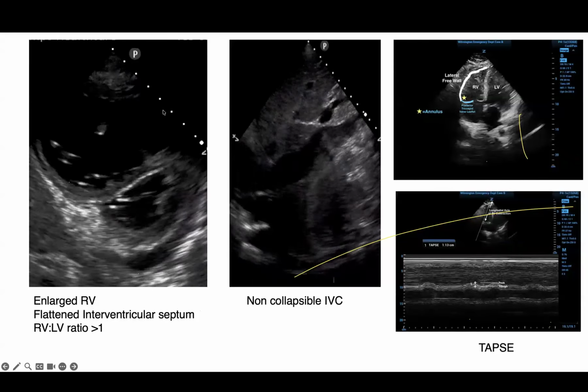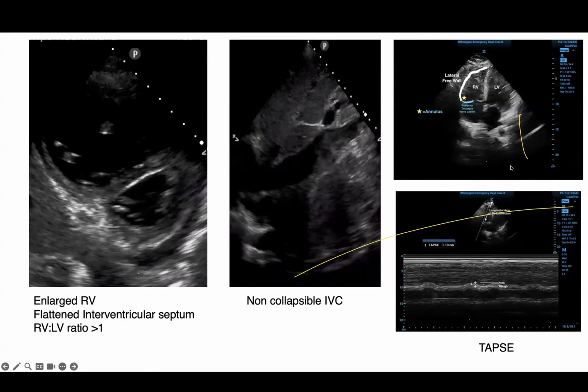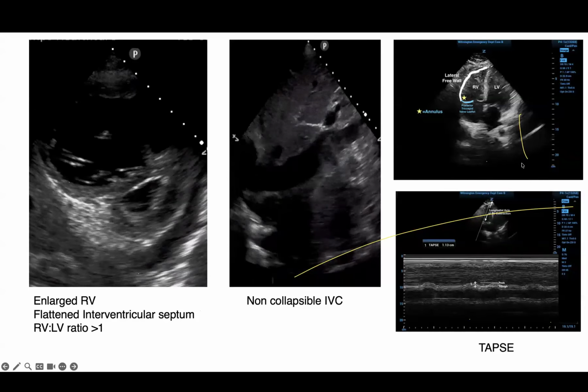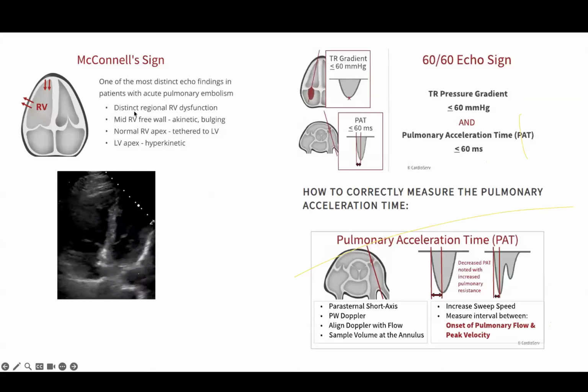Then here you have the TAPSE. TAPSE less than 1.5 centimeters is considered abnormal. Then you have the McConnell sign. So definitely if they keep images of PE, they are likely to ask about the McConnell sign. What are the findings with the McConnell sign?